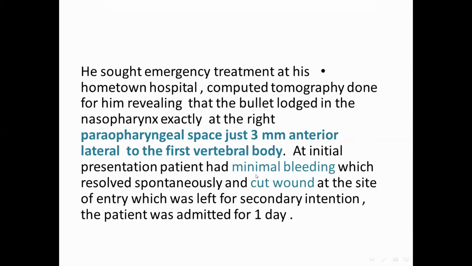At initial presentation, the patient had minimal bleeding and minimal epistaxis, which was controlled by just a simple dressing. And the cut wound, which is related to the site of entry, was left for secondary intention, and the patient was discharged. He was admitted for 1 day, and the next day he was discharged. The doctor decided at that time to keep the pellet in its place, as they thought that it would not cause any problem for him.